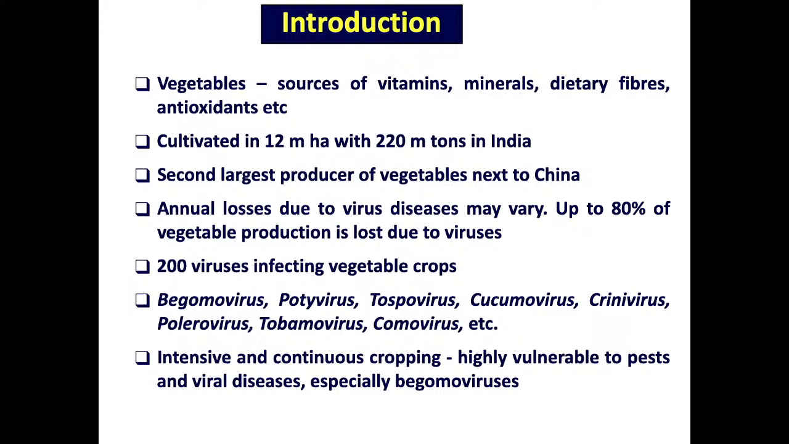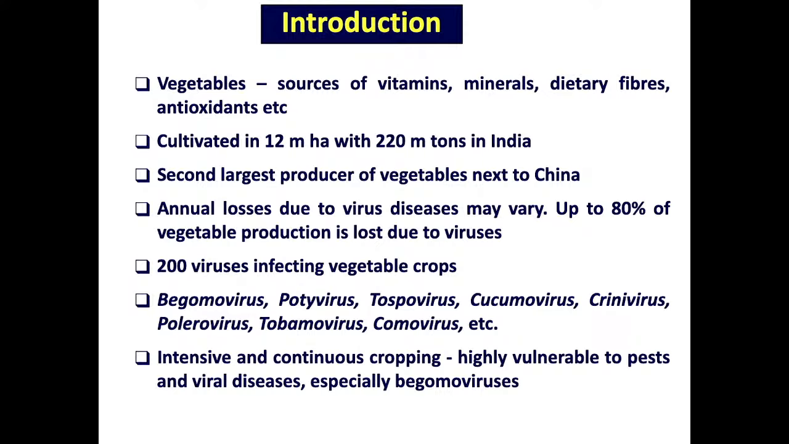There are more than 200 viruses infecting vegetable crops put together, from different groups or genera of viruses like Begomo, Poty, Tospo, Cucumo, Crini, Polero, Tobamo, Como. Several viruses are infecting. And the problem now is mixed infections, especially in vegetable crops, that make it very difficult to control the disease.